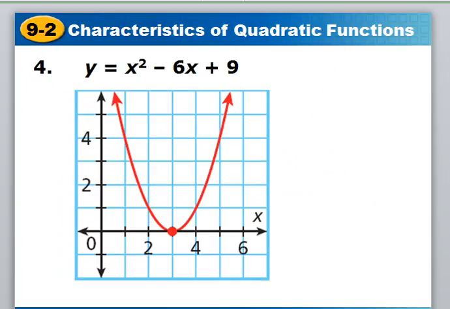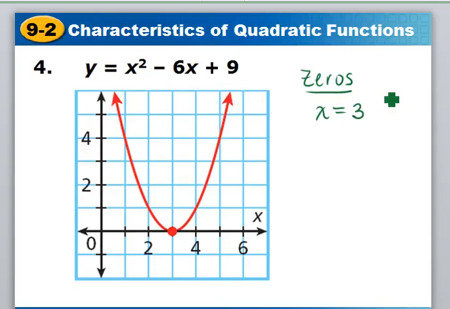Looking at this next one, my zeros: there is just one zero there. It only crosses the x-axis in one spot. That's when x equals 3. So my zero is 3.